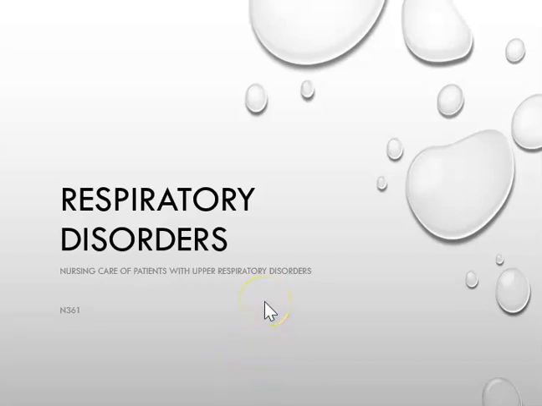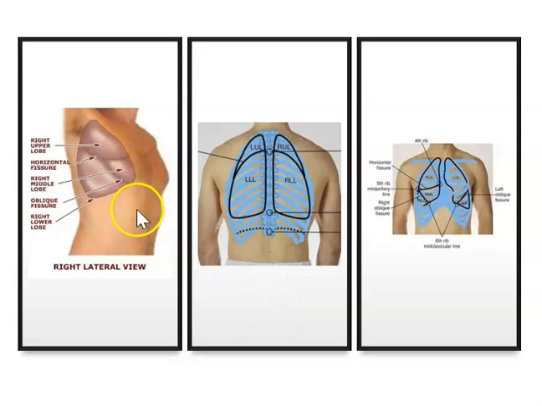Respiratory disorders. So this slide here is just a good reminder of locations for auscultation. I threw this one in here to illustrate to you when they do an x-ray, if they do something called an AP and lateral. AP is anterior, posterior, and then lateral. This is what you'd be looking at in the lung field. So when you're looking at your x-rays, just keep that in mind.